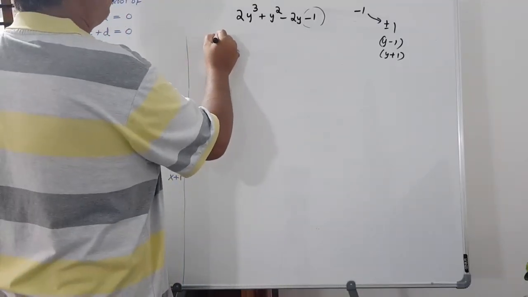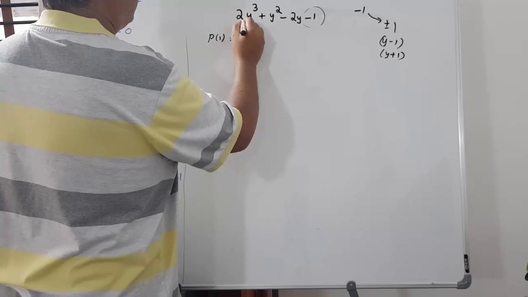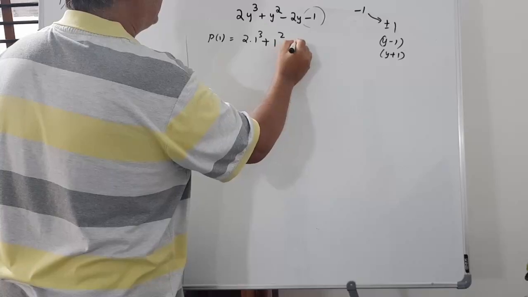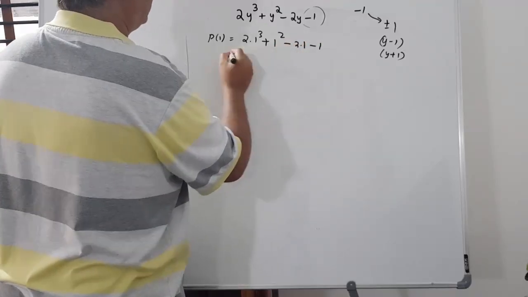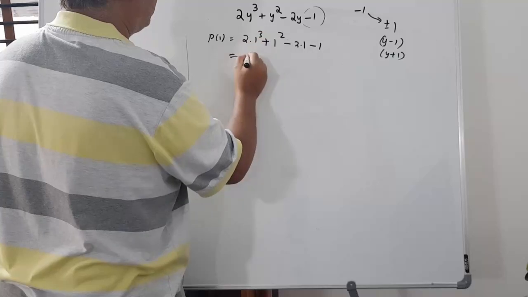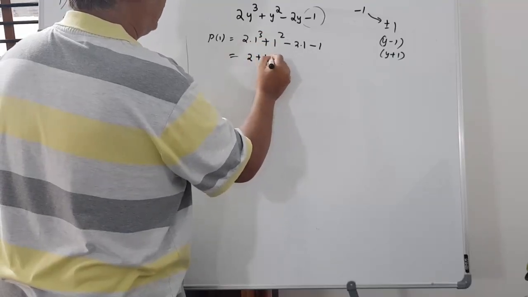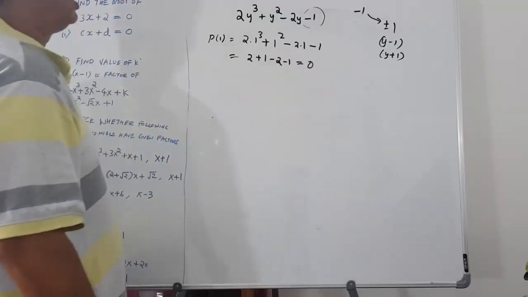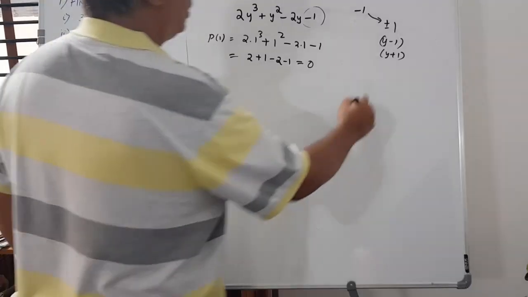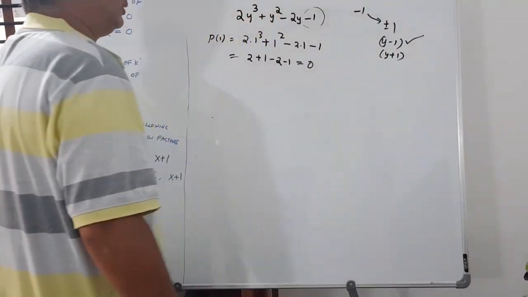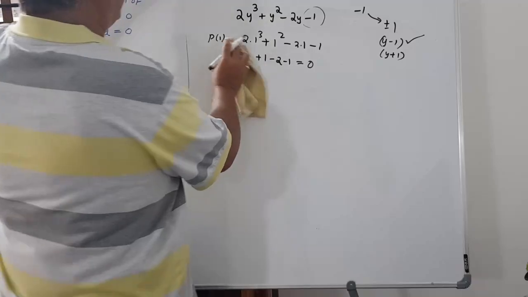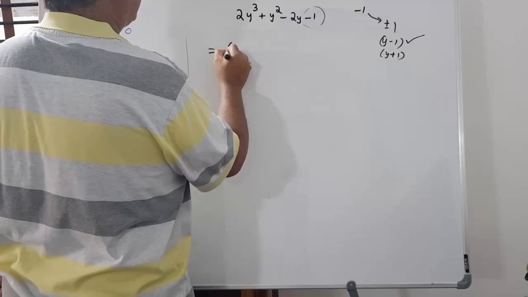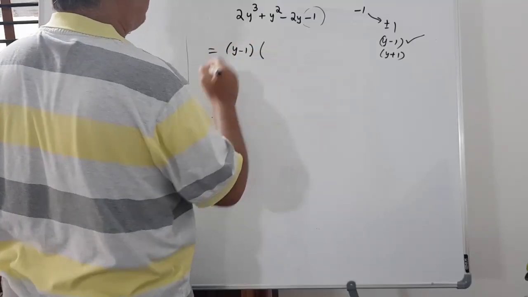So we can try p of 1. P of 1 is nothing but 2 times 1 cube plus 1 squared minus 2 into 1 minus 1. That is equal to, 1 cube is 1, so this is 2, 1 squared is 1, then you get minus 2 minus 1, that is equal to 0. Okay, so definitely y minus 1 is a factor. Okay, so since y minus 1 is a factor, let us see what is the other factor. So this equation is equal to y minus 1 multiplied by what?